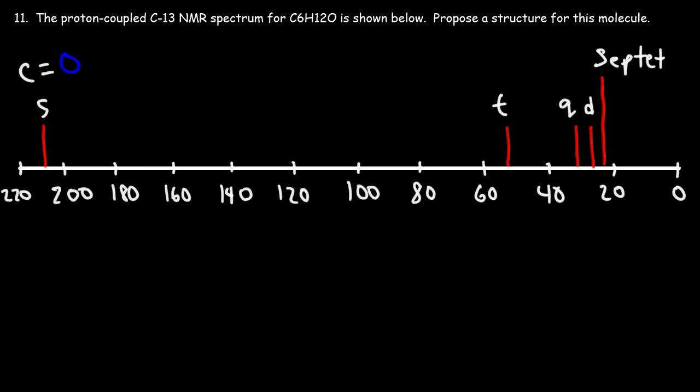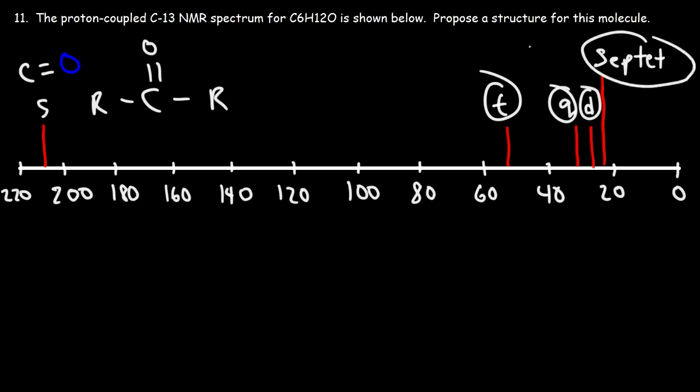And that's usually the signal for a ketone. Now this is going to appear as a singlet. So we got the multiplicity for the signals as well. This is a triplet, quartet, doublet, and a septet. So with that in mind, what do you think the structure is going to be?